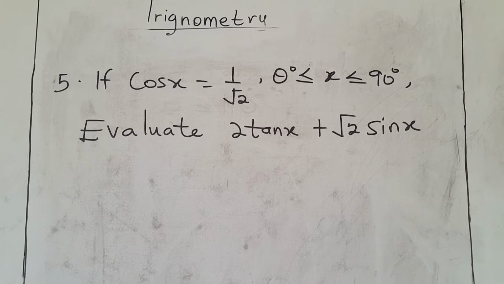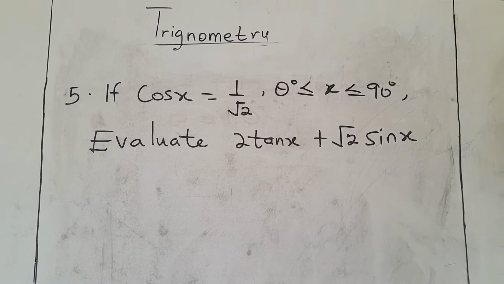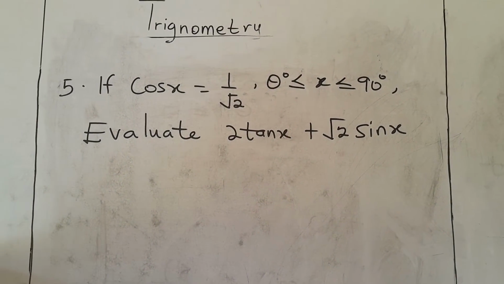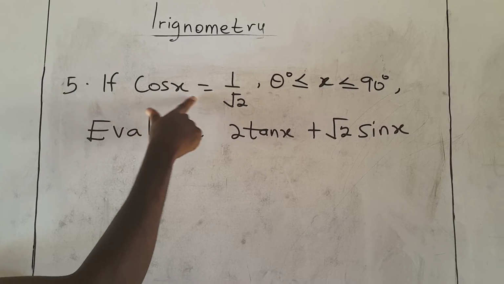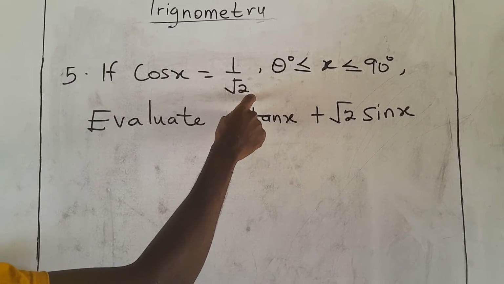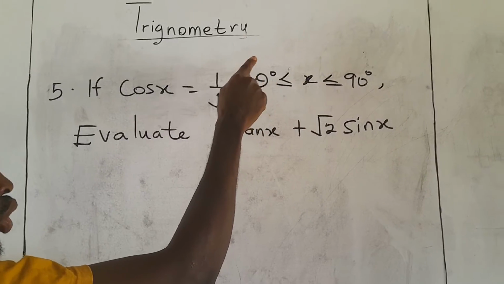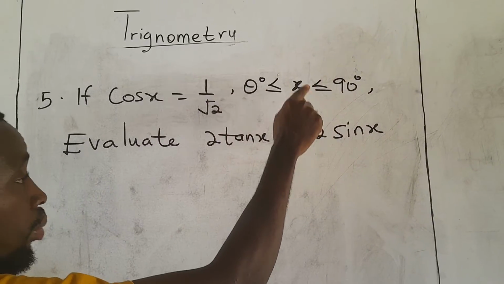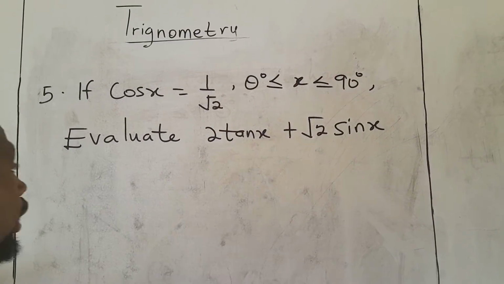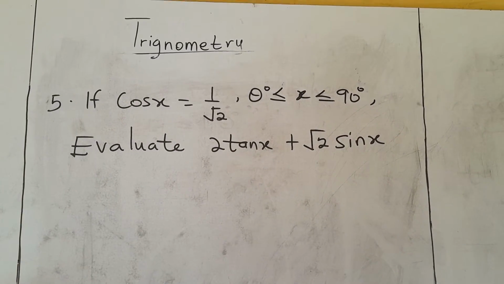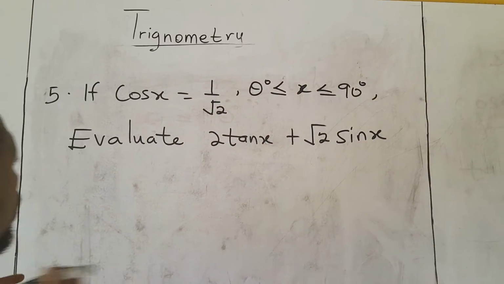So please, for the next question, you can pause the video and try to see if you can solve it. After that, you compare your answers with mine. Say if cos x is equal to 1 over root 2, and that x is greater than or equal to 0 degrees but less than or equal to 90 degrees, we should evaluate 2 tan x plus root 2 sin x. So how do we do that?